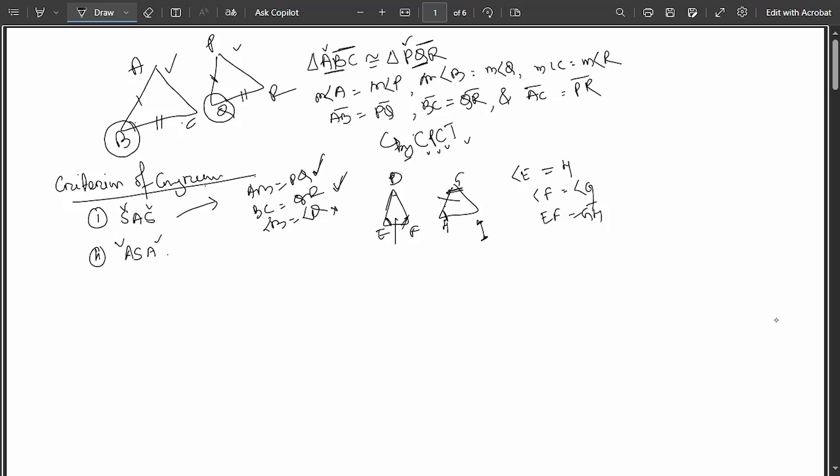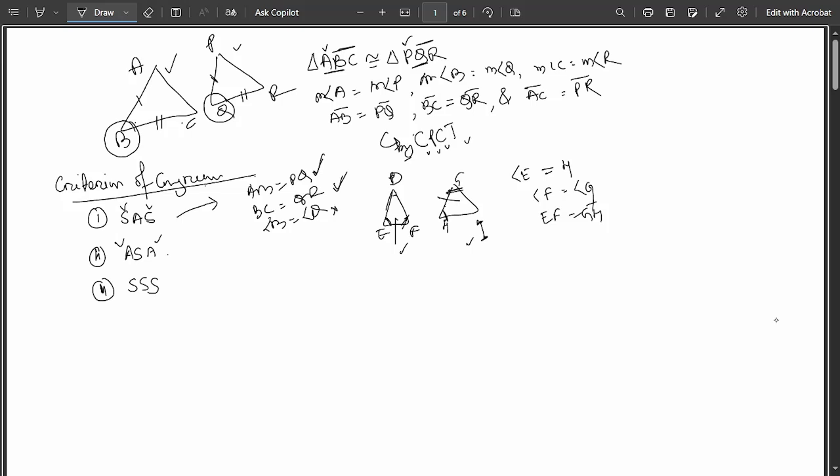Now the third one is quite obvious, that is SSS congruency. If all the sides of a triangle are equal to all the sides of another, then we say these two triangles are congruent.